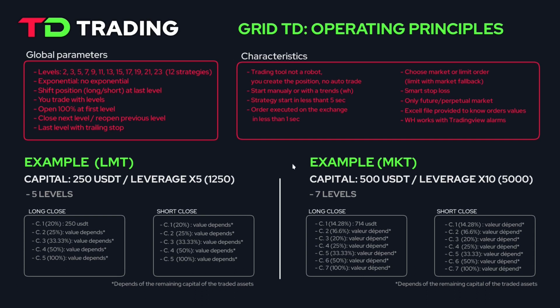For our second example, we'll use market order with a capital of 500 USDT with a leverage times 10 with 7 levels. So this is how the strategy will decompose the capital allocated to the strategy. For the first long close order, it will close 40%, then 16, etc., till 100. As explained before, the value depends on the capital of the traded assets, and for the short closing order, same thing, the value depends on the remaining capital of the traded assets.